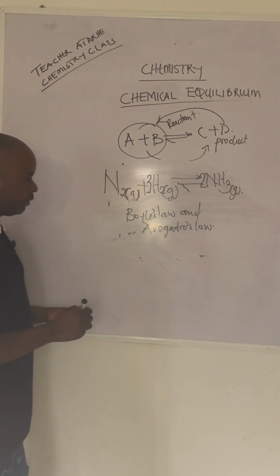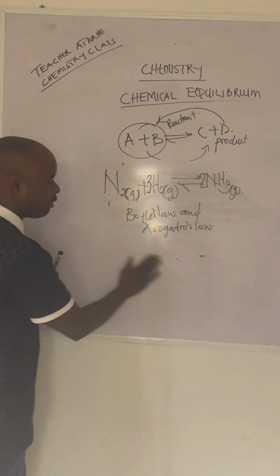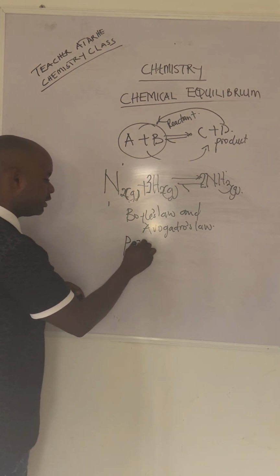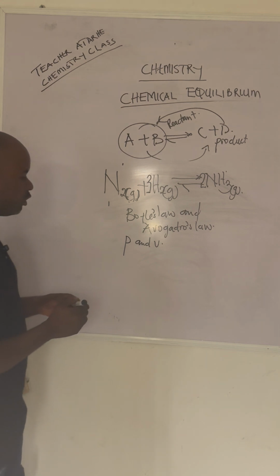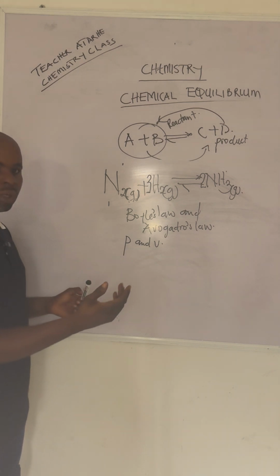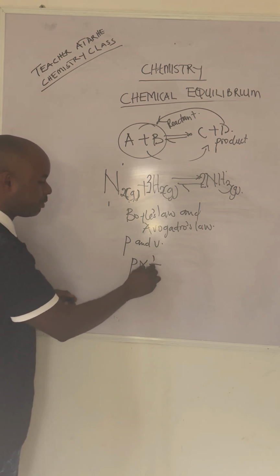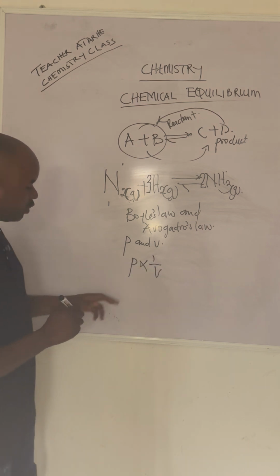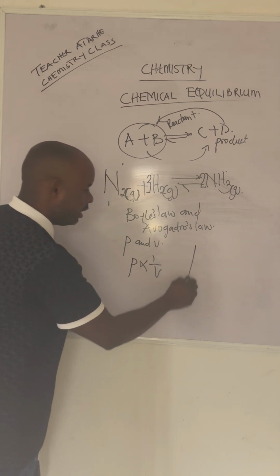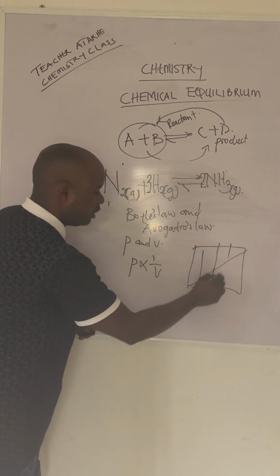Before now, we already know what is known as Boyle's law. Boyle's law spoke about 2 parameters, pressure and volume. According to Boyle's law, the pressure of a given mass of gas is inversely proportional to V. What do we mean by inversely proportional? That is to say, as pressure is increasing, volume is decreasing.